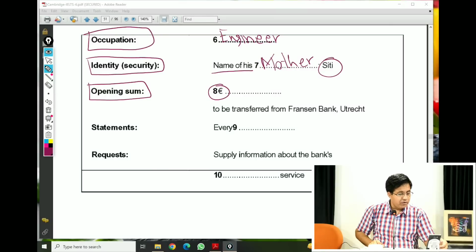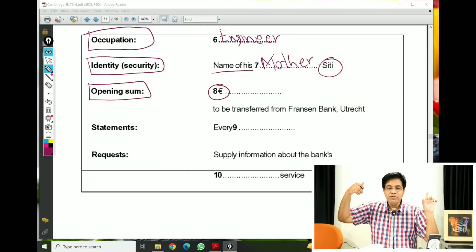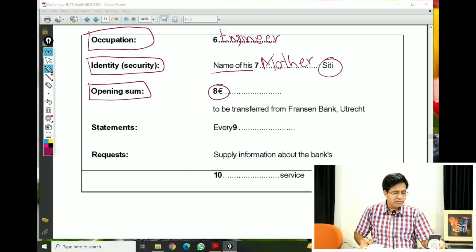No, not exactly 75. Well done. Very good. Listen again. And how much would you like to open your account with? We usually ask for a minimum sum of £50. We usually ask for. Now, it's not the amount the man is going to pay. We usually ask for a sum of £50. That's about €75. 75 euros.